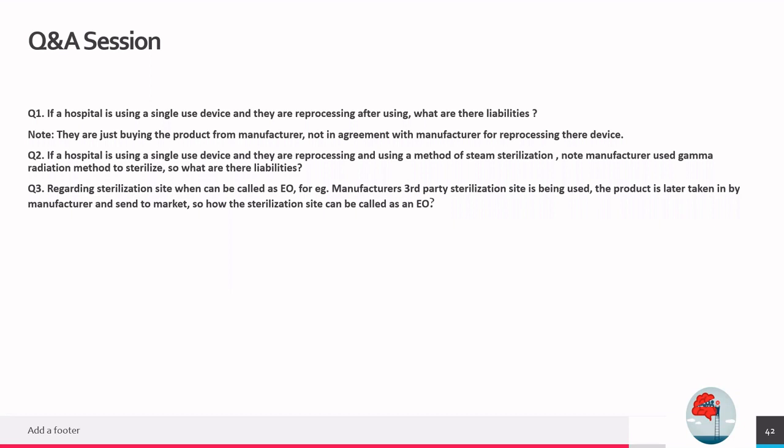So let's go to the 3 questions which were asked to me in the previous session on the same topic. If a hospital is using a single-use device and they are reprocessing it after use, what are their liabilities? Note, they are just buying the product from the manufacturer. They are not in agreement with the manufacturer for reprocessing the device. So the answer is, first, they clearly mentioned they are just buying from the manufacturer. They do not have any agreement with the manufacturer to reprocess. They're reprocessing because of their own interest in reusing them.